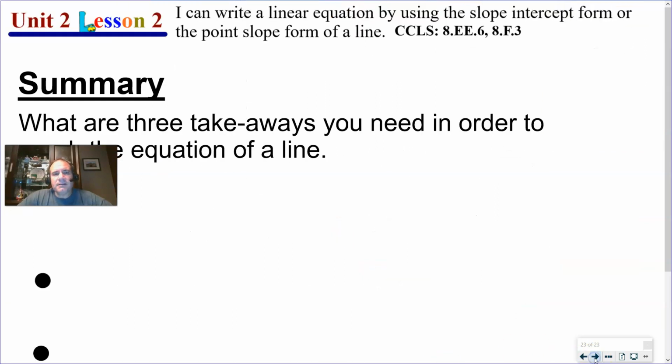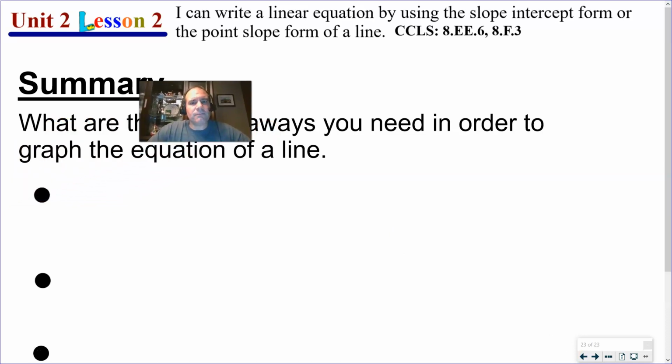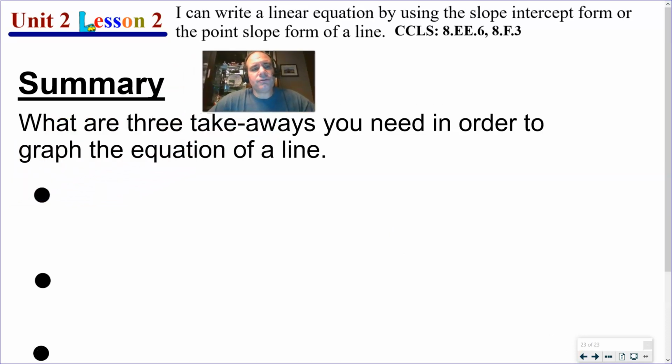So for the next thing, please go ahead and take your time and do the 3 takeaways that you need in order to graph the equation of a line. Everything that's in this lesson, it was a long lesson, you are putting down here in 3 bullet points, 3 takeaways. If someone was absent or if someone really needed your help, what would you say that they needed to know to be successful at this lesson?